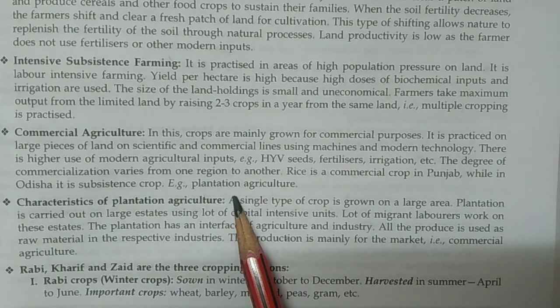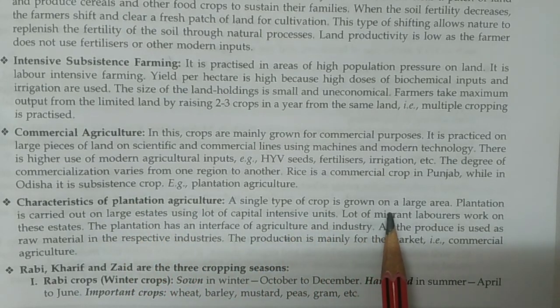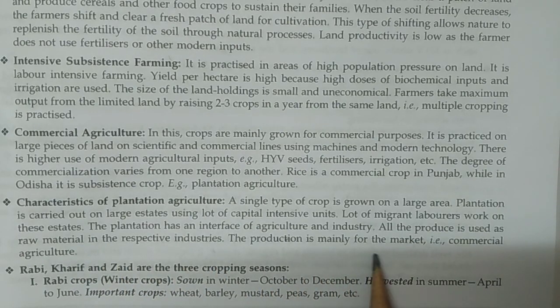For example, plantation agriculture. Now next, characteristics of plantation agriculture. A single type of crop is grown on a large area. Plantation is carried out on large estates using a lot of capital intensive units. Lots of migrant laborers work on these estates. The plantation has an interface of agriculture and industry. All the produce is used as raw material in the respective industries. The production is mainly for the market, as in commercial agriculture.